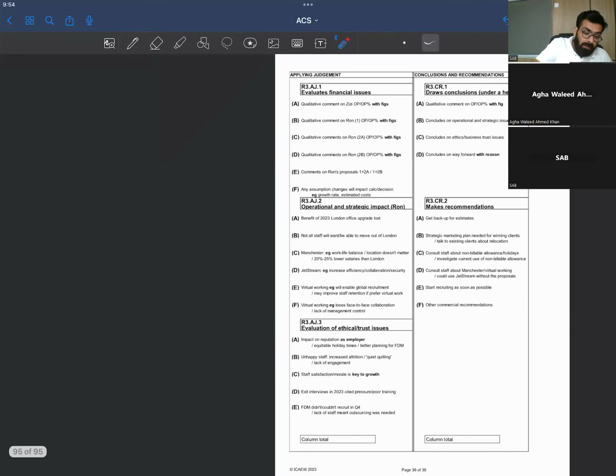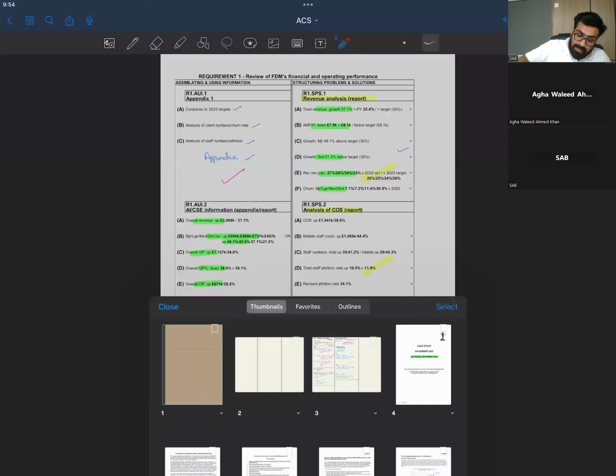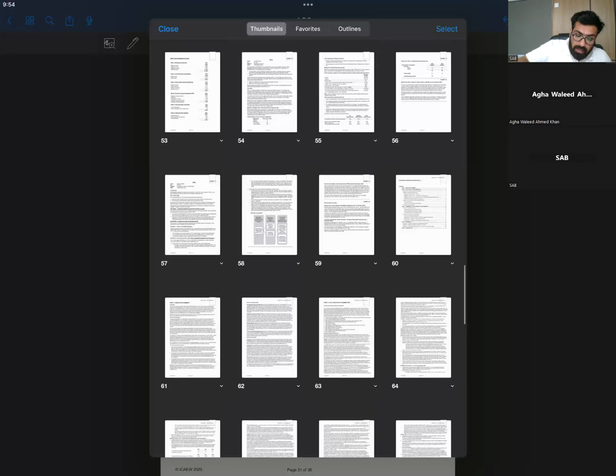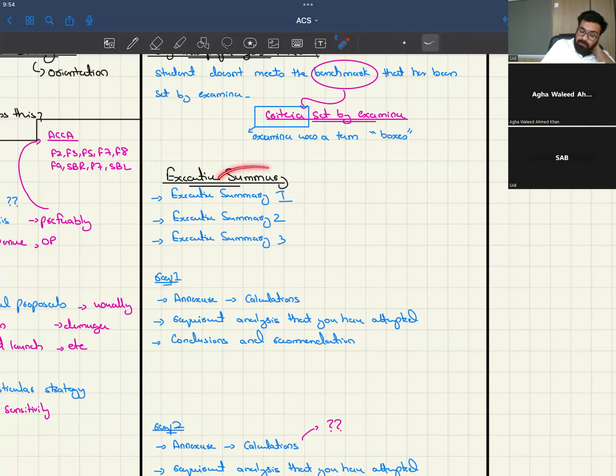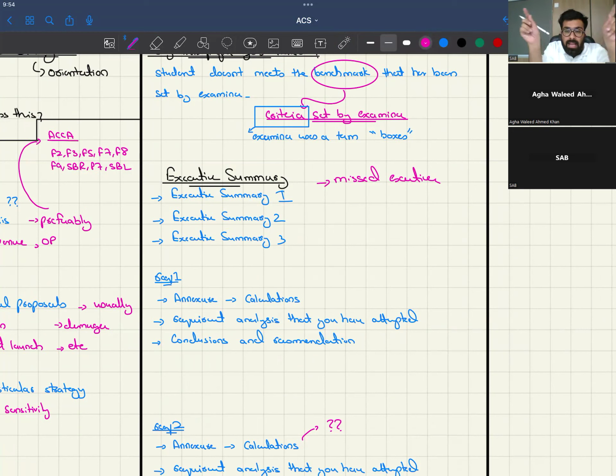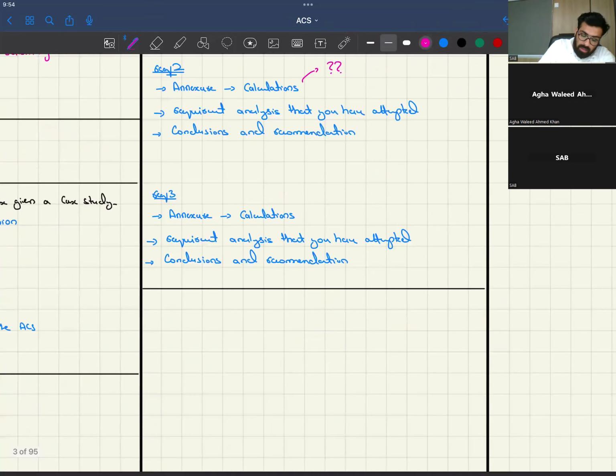Similarly, your executive summary should be a consolidated summary. One student asked: if I missed making the executive summary, sir, what will I do? You'll fail. The executive summary has several boxes, and if you miss it, all these boxes are crossed, and for passing, you need half of the boxes to be ticked with good points.